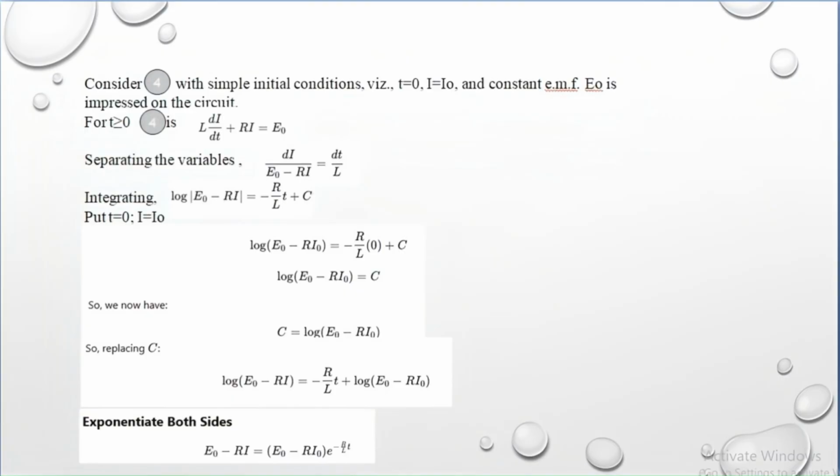Integrating this, log of E naught minus Ri into minus 1 by R equal to t divided by L plus C. Taking minus R to the right hand side, we get log of E naught minus Ri equal to minus R by L into t plus C. Now substituting t equal to 0, I equal to I naught, we get log of E naught minus R into I naught equal to C, a constant value. Next, E naught minus Ri equal to E naught minus R into I naught into e power minus Rt divided by L.